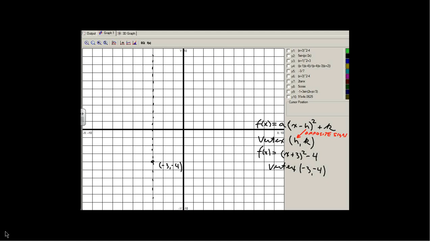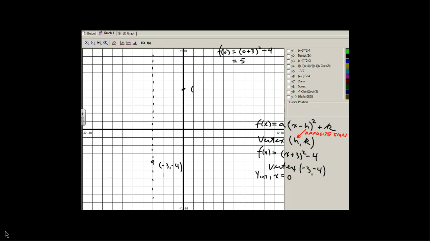The next convenient point to find is the y-intercept. X equals 0 at the y-intercept. I'm going to write up higher on the graph because I'm running out of space. So let's substitute in 0 for x. And we obtain (0 plus 3) squared minus 4, and this equals 5. So our y-intercept is at (0, 5).